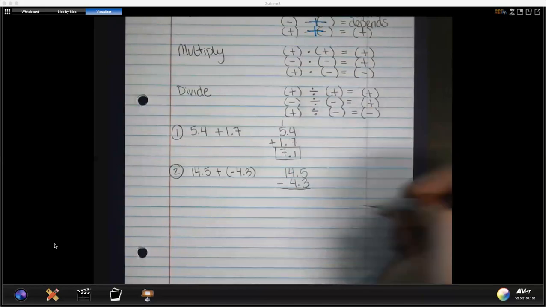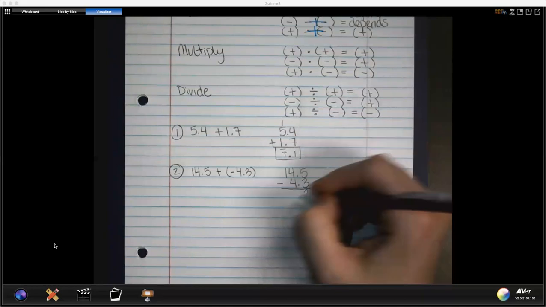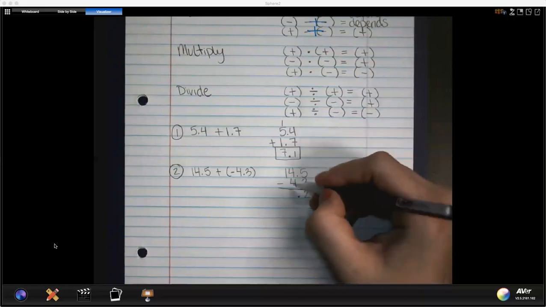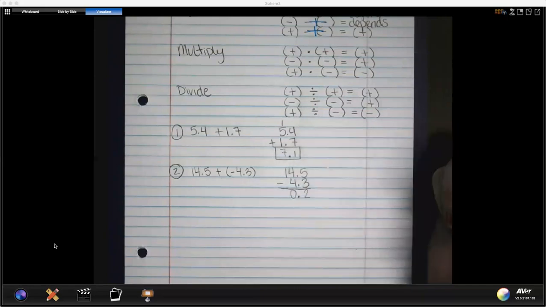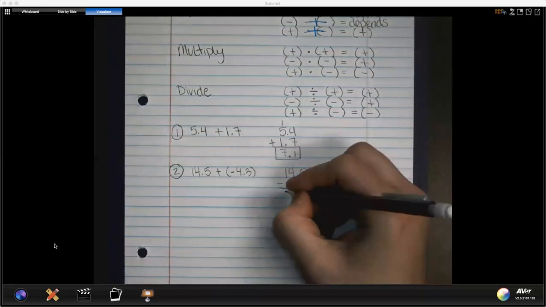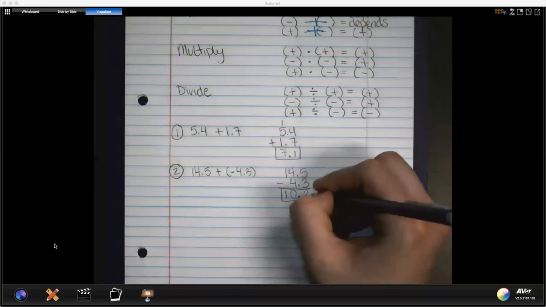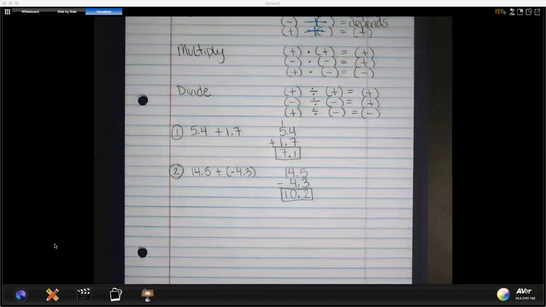So 5 minus 3, 2, bring down the decimal. 4 minus 4, 0. Now, what am I subtracting from 1? 1 minus 0. If there's nothing there, it's like you're taking away nothing. So 1 minus 0 is 1. So we get 10.2. Right? So again, it's important that the right side lines up. If there's extra numbers on the left, it's just like you're subtracting 0.